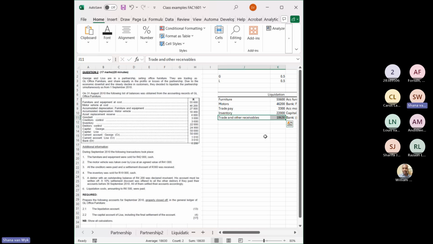And then the last one: liquidation costs amounting to 6,500 was paid. Was paid. So bank will be credited and your liquidation will be debited. Debited. Okay, cool. Costs was 6,500.